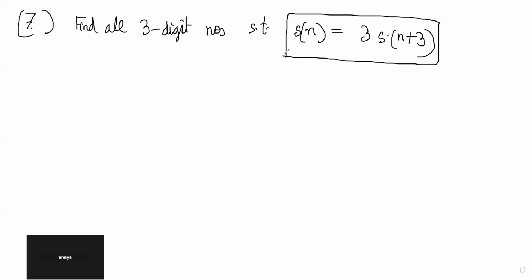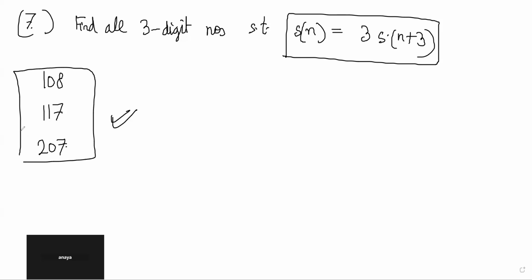Right. And we have to make sure that this condition is true for three-digit numbers. Did you get any numbers like that? Which numbers? Like 108, 117, and 207. Okay, that's correct.